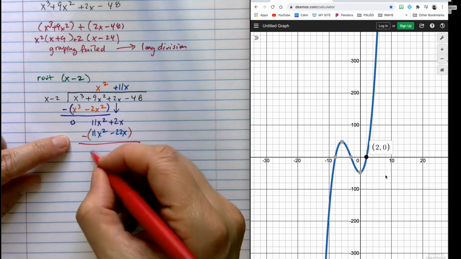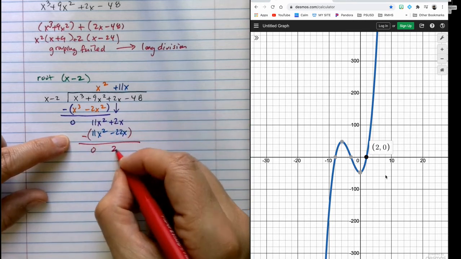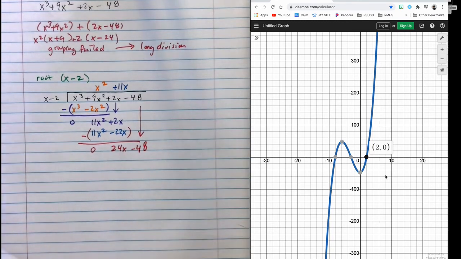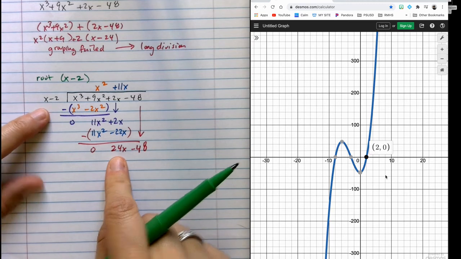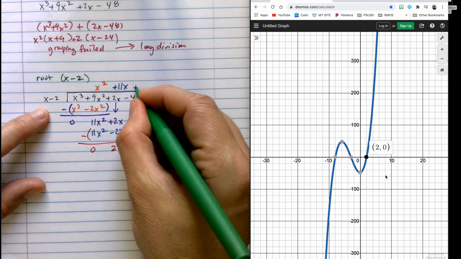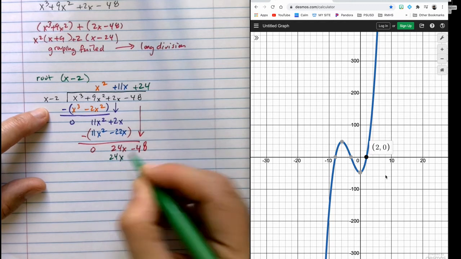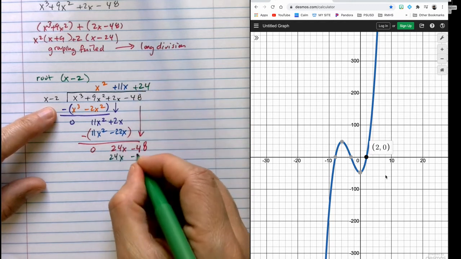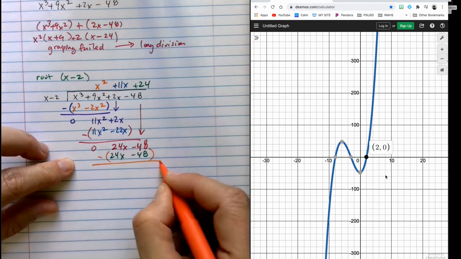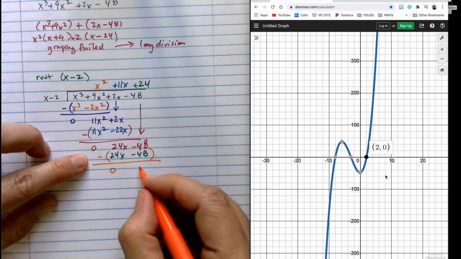11x squared minus 11x squared is 0. 2 x's take away -22 x's is +24 x's. Next term, x times what will be +24x? The answer is +24. So +24 times x is 24x, and 24 times -2 is -48. After we multiply, we subtract. 24 minus 24 is 0. -48 plus 48 is 0.